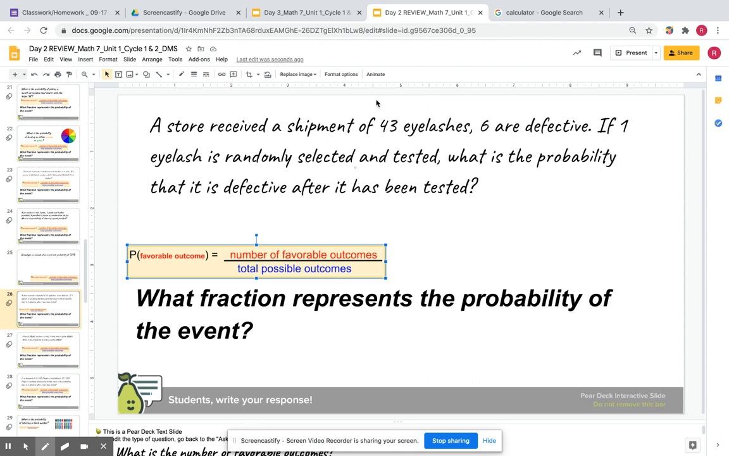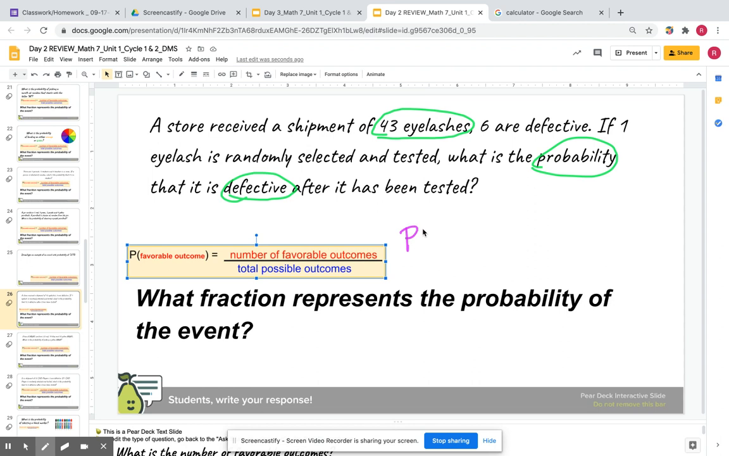Anyways, based off that, what is the question asking you to find? Think about it. Okay, now that you thought about it, tell me what the question is asking you to find. Okay, I hope you were able to tell that it's asking you to find the probability of a defective eyelash. Now, we do have an equation for probability, so we always go straight to that.